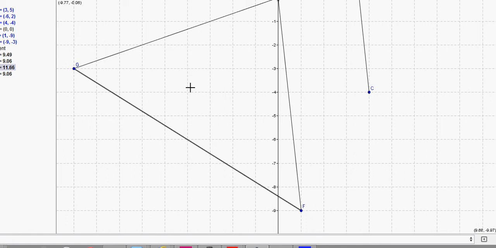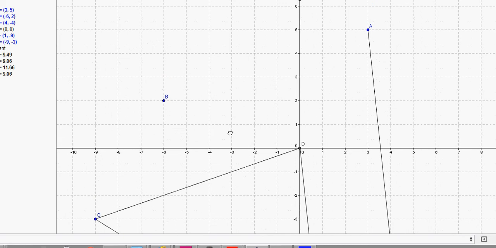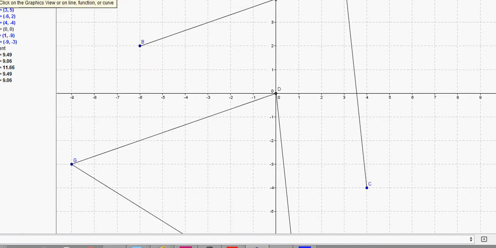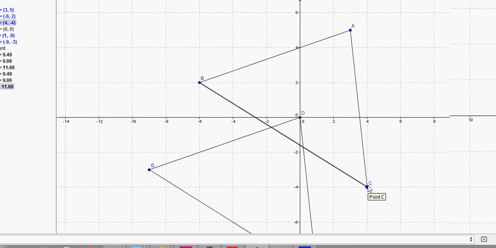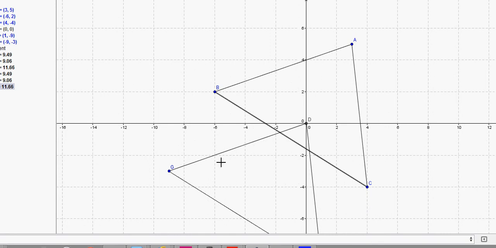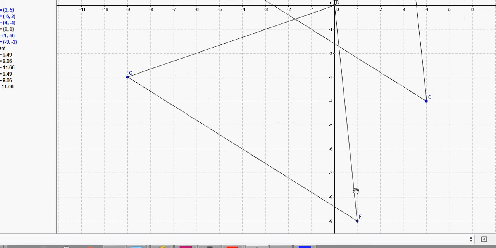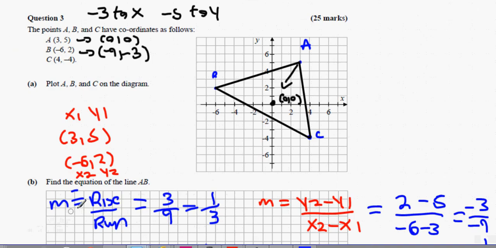So it's always good to check your work, okay? And now we can zoom out and see if it's actually the same shape. Now, let's zoom out, and you still see it's the same shape. So, in this case, the point G is going to be minus 9, minus 3, which is what we're expecting. And the next point, which is down further, is the point 1, minus 9. So, let's check to see if it works out.